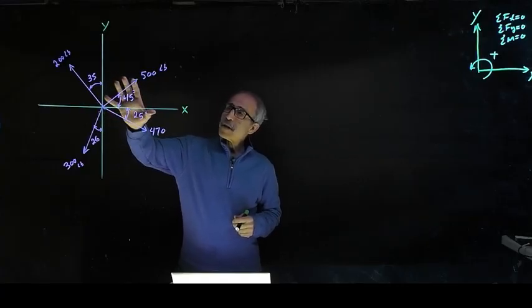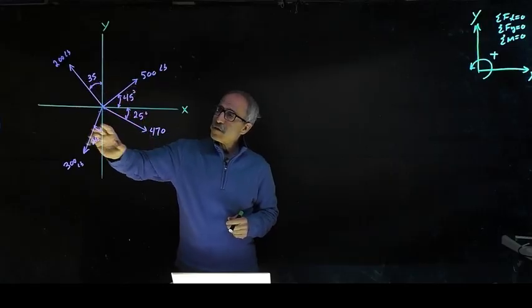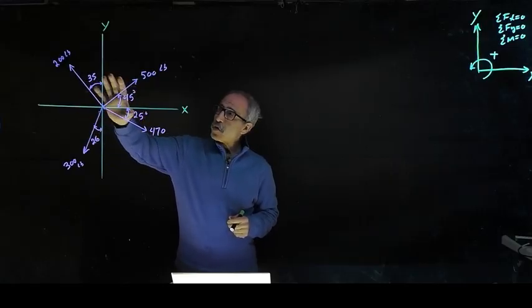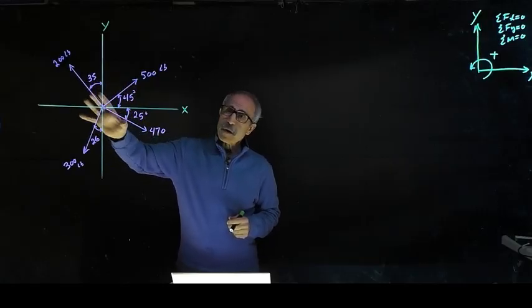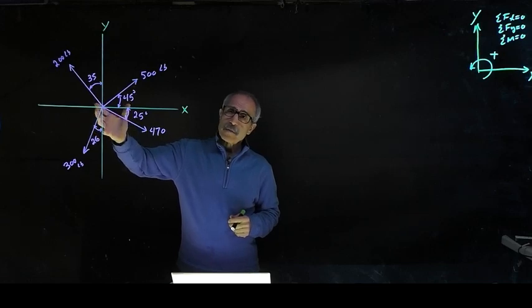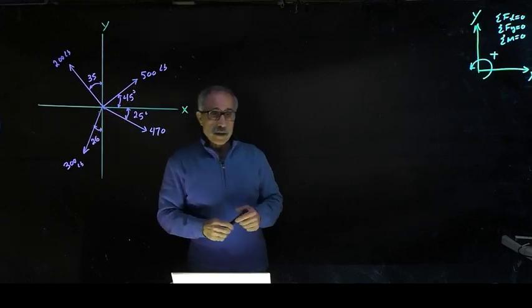What I'm going to do is take all the x components of each individual force and add them up, take all the y components of the individual forces and add them up, and then we're going to use the Pythagorean theorem to find F of R. All right, let's get to work.